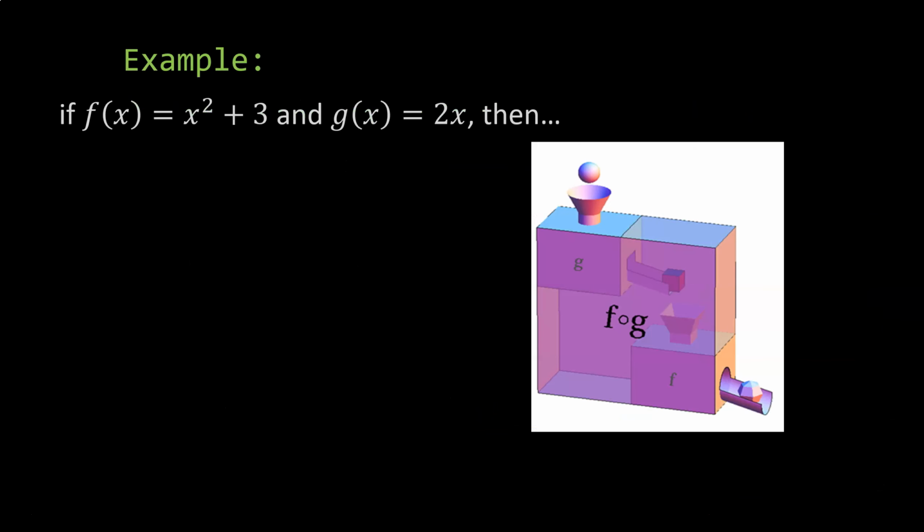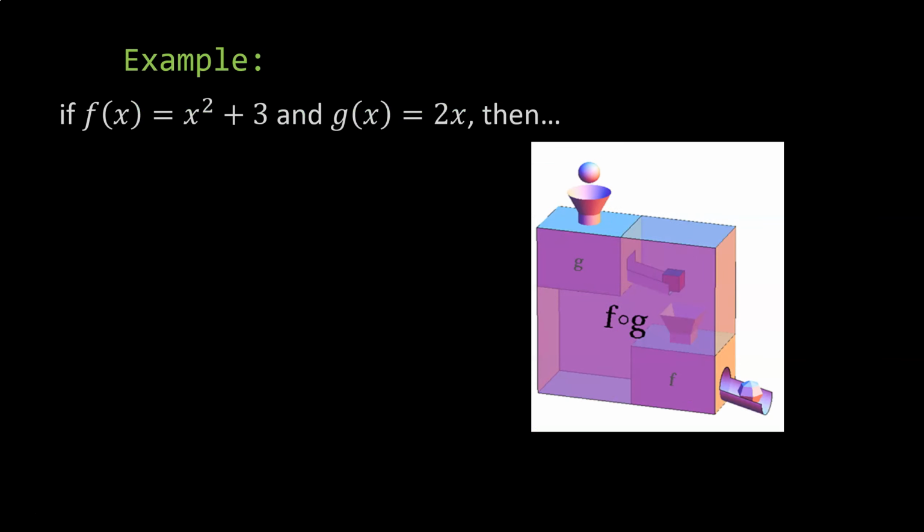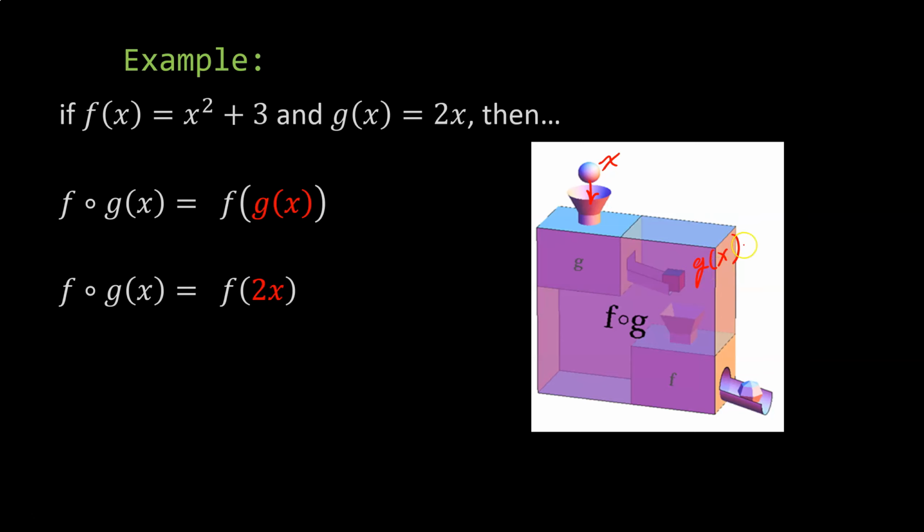Here is an example. Suppose that f of x is equal to x squared plus 3 and g of x is equal to 2x, and we are looking for f of g of x. Again, we start with x and put that into the function g. What are we going to get out? g of x, which in this case is defined as 2x. I put in x, I get out 2x.